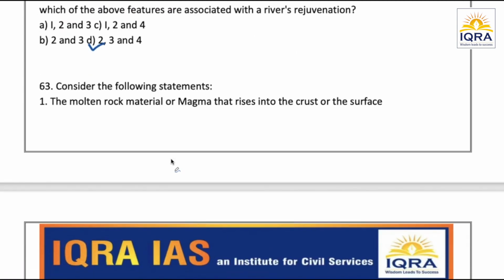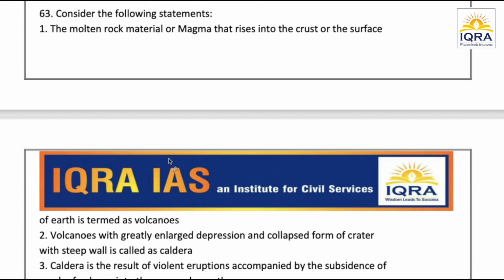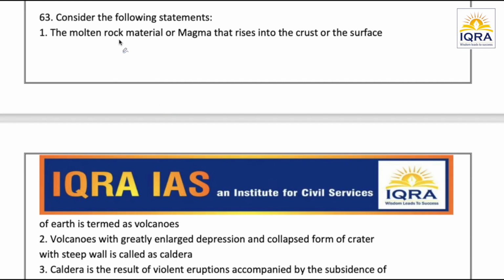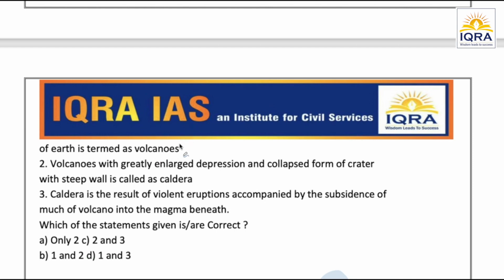Okay, moving on to the next question, question number 63. Consider the following statement. The molten rock material or magma that rises into the crust or the surface of the earth is termed as volcano. No, it is not termed as volcano. It is termed as lava. Hence, we eliminate option 1. तो मतलब B or D तो cancel out हो गया. We are only left with option A and C.